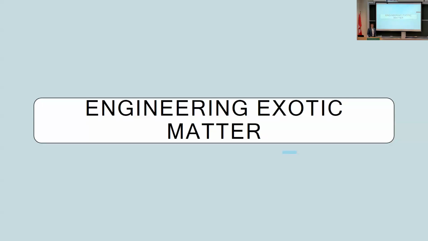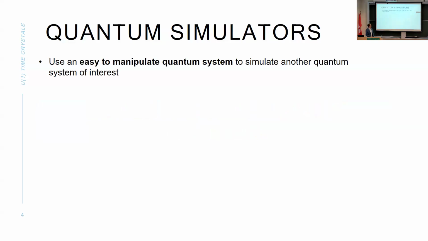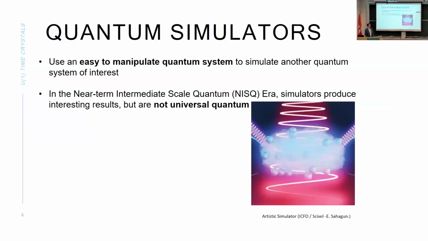So how do we engineer quantum matter? Well, we do that via quantum simulators, which were well introduced in the previous talk. But maybe I'll go through it again. Quantum simulators are essentially just easy to manipulate quantum systems with which we hope to simulate another quantum system of interest. In this near-term intermediate scale quantum era, or NISQ as it's commonly called, simulators are able to produce interesting results even when the system isn't a universal quantum computer.